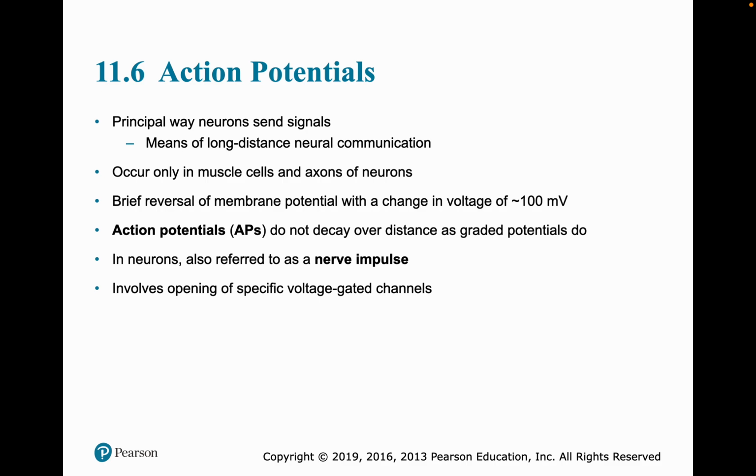Action potentials, unlike graded potentials, don't decay over distance. And in neurons, we would refer to these as the nerve impulse. So when one nerve sends an impulse to another nerve or to a target organ, it is one of these action potentials. It's going to involve specific voltage-gated channels.